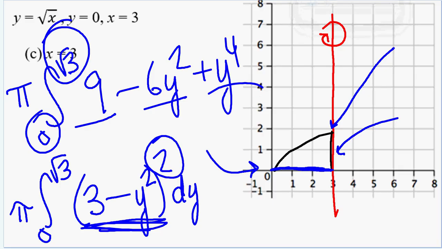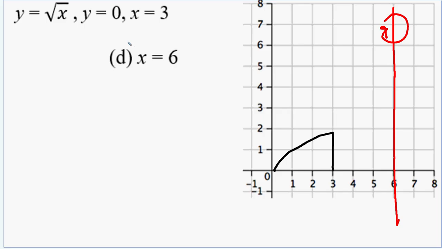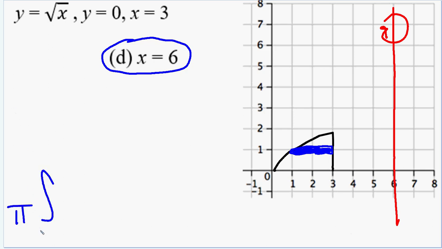All right, last one. We are now going to rotate around the line x equals 6. So red line here vertically going through 6. So we're going to be perpendicular to our axis of rotation. We are also perpendicular to our y-axis. That's our axis of integration. So once again, we're going to have a pi, and we're going to integrate from 0 to root 3.